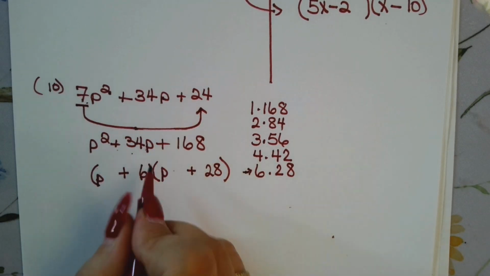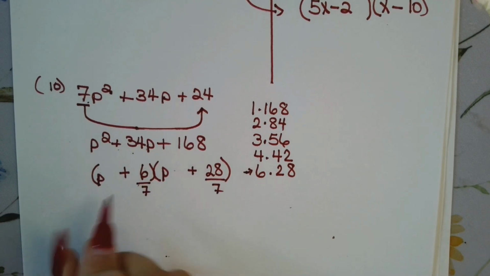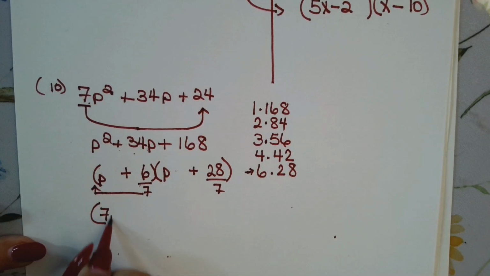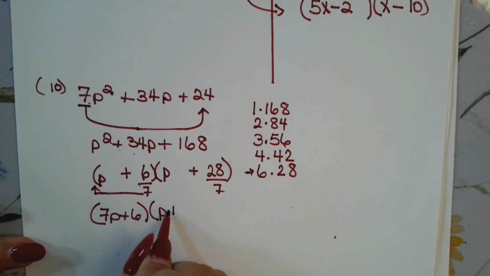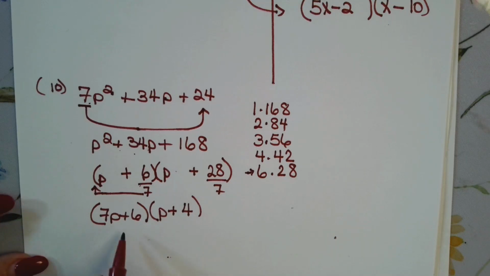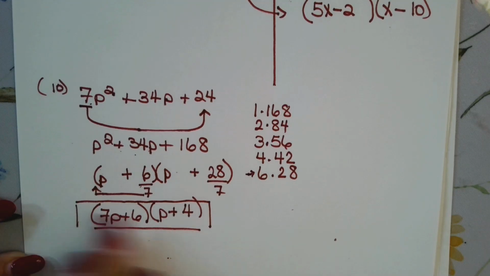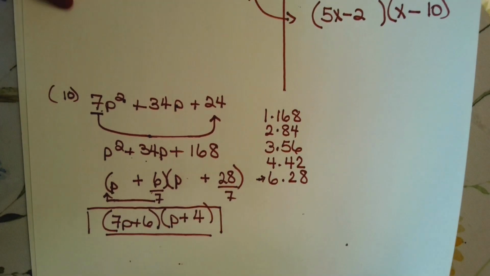Remember, we multiplied by 7. So now we have to divide each of these by 7. And this 7 now goes to the front. This will be 7p plus 6. And this will be p plus 4, because 7 times 4 is 28. So this is your final answer. Remember, you can always check this by foiling, and you should get exactly what you started with. Okay?